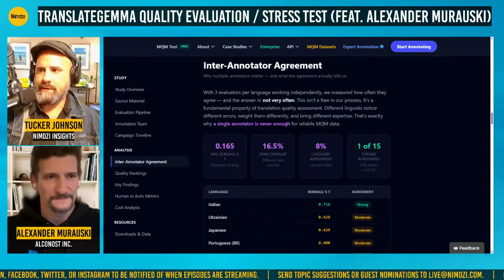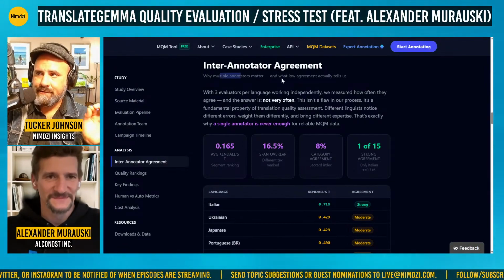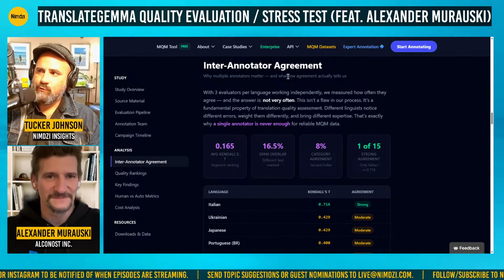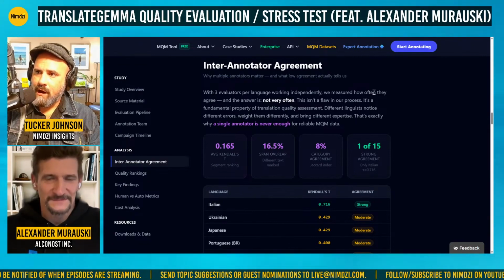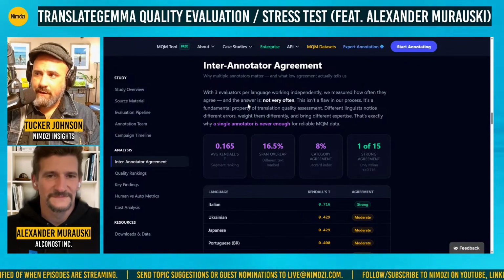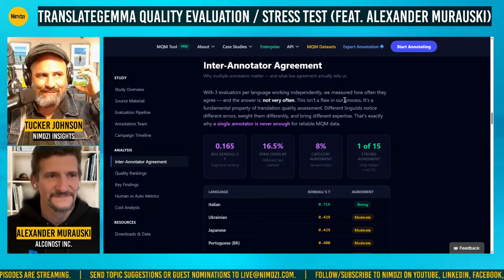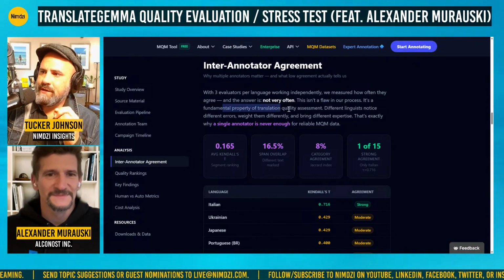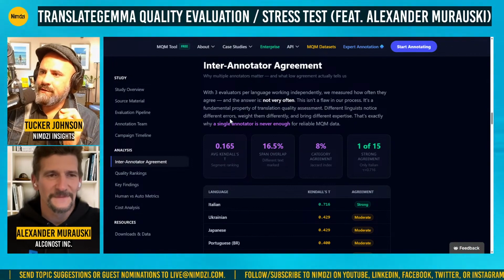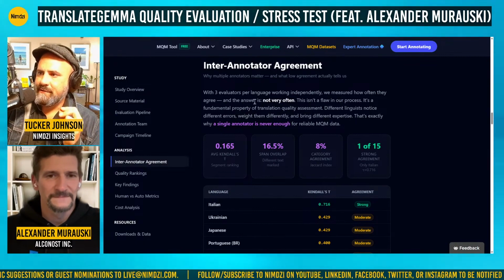But you, in this test, use 3 evaluators per language, and I just want to read this. Inter-annotator agreement: why multiple annotators matter and what low agreement actually tells us. With 3 evaluators per language working independently, we measured how often they agree, and the answer is not very often. This isn't a flaw in our process. Like I was saying, my project manager brain says, oh, that's an inefficiency, that's a flaw. But your argument is, it's a fundamental property of translation quality assessment. Different linguists notice different errors, weight them differently, and bring different expertise. That's exactly why a single annotator is never enough for reliable MQM data.